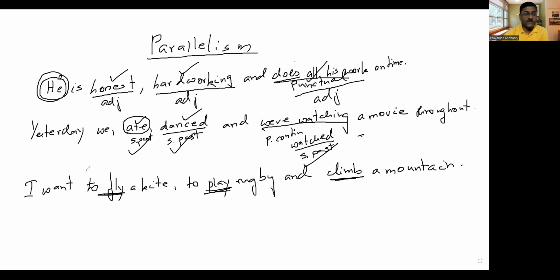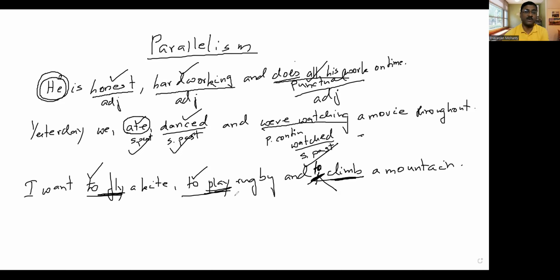Now before the first verb, I have used the to infinitive. Before the second verb also, I have used the to infinitive. But before the third verb, I have not used the to infinitive. That's why this sentence cannot be called parallel. So it is, I want to fly a kite, to play rugby, and here I have to use a to infinitive. So it is to fly a kite, to play rugby, and to climb a mountain. Then only the sentence is known as a parallel structure.